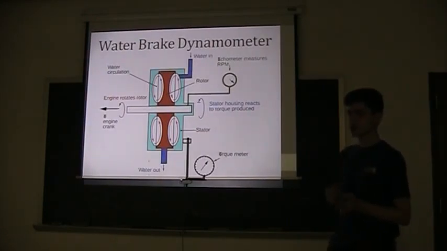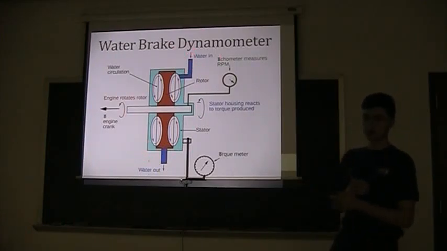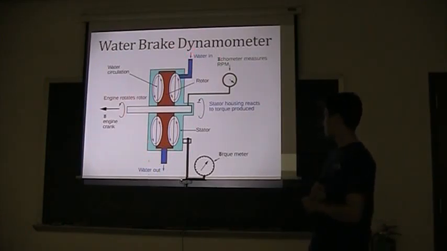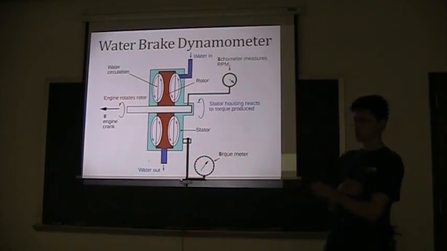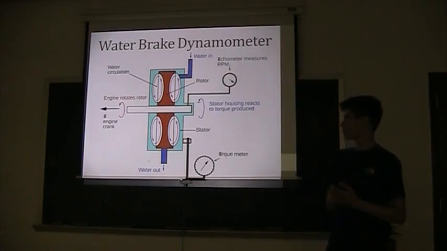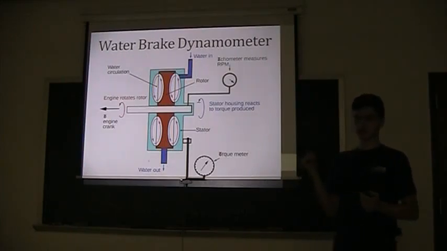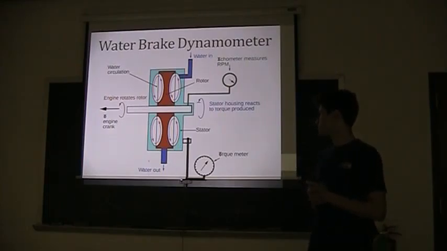Okay, the water brake dynamometer, the water in and water out is what determines the load on the engine. This right here is connected to the crankshaft, so this is turning by the engine. And the torque is measured as an output from the dynamometer. A lot of people have probably seen cars get hooked up to the dyno, which is pretty much the same thing. Except this one requires a little bit less setup.